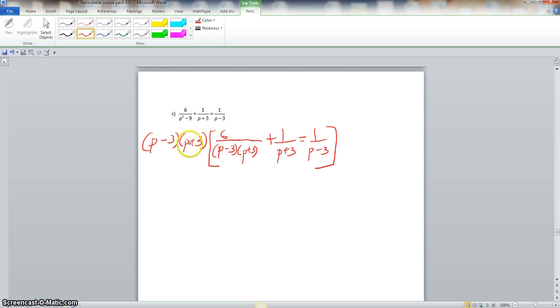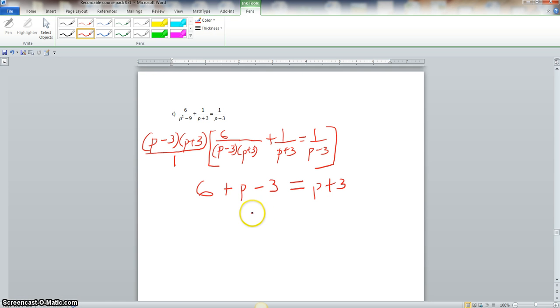So what happens is the p minus 3, p plus 3, we'll put over 1. These will simplify each other out and leave us 6. P plus 3 and p plus 3 simplifies out, and we have p minus 3 times positive 1, which will give us a positive p minus 3. And that equals, the p minus 3's will simplify out, and you'll be left with p plus 3 times 1, which is p plus 3.